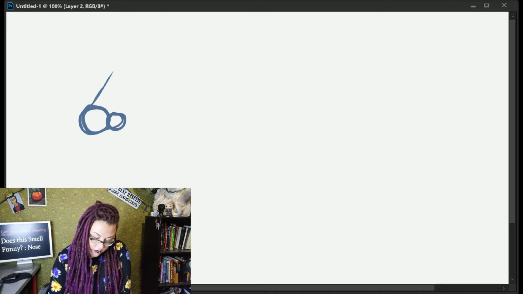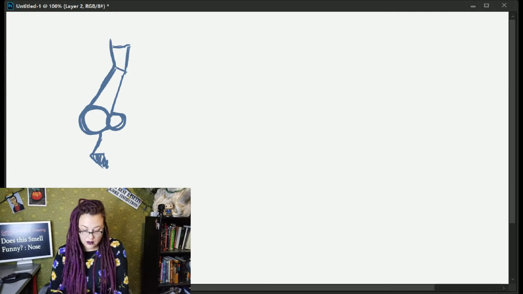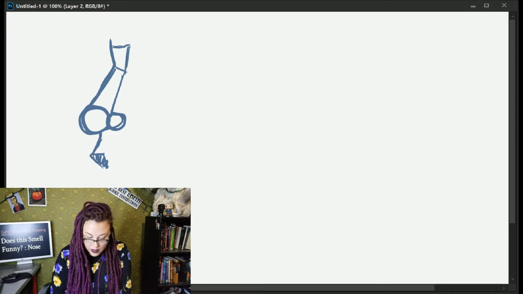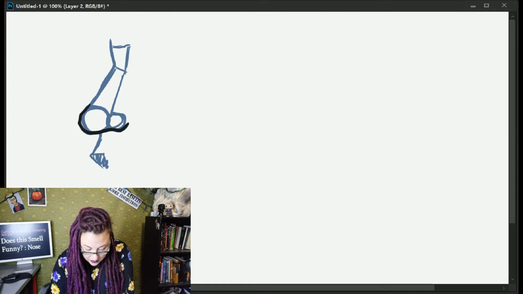Then the bridge of the nose is a bit of a triangle. And as you can see here, the shapes are still there, and with a little bit of line work, we can make it look more like a nose.